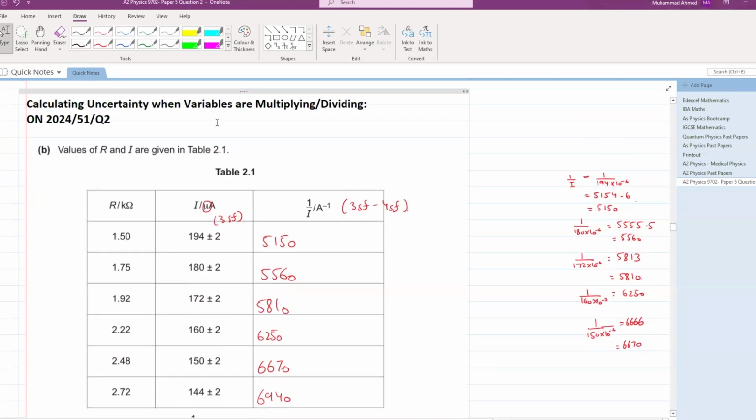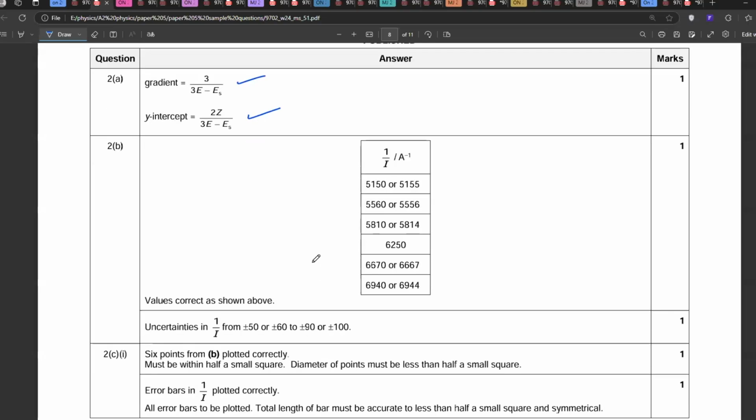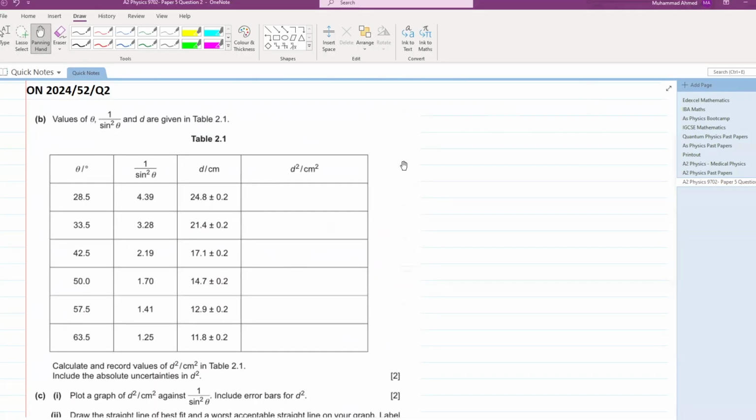This paper is October, November 2024, paper 5, variant 1. Let's check whether we have calculated correctly or not. I think, yeah, here we have it: 5150, 5560, 5810, 6250, 6670, 6940. We are on the correct path. Let's move ahead. Let's try out another table. Now let's try this one out as well.